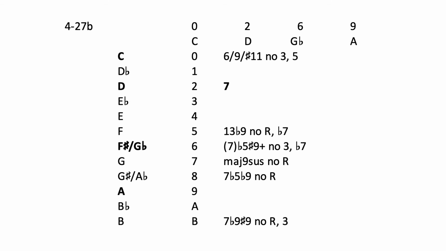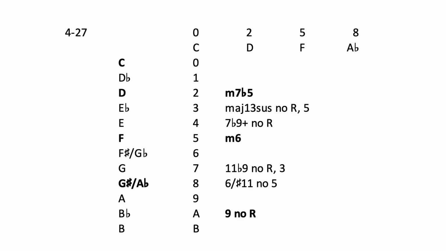So 4-27, we can hear this as a dominant chord, but we can also hear this as an altered dominant chord from various different assumed roots. And 4-27, we can hear this as a minor sixth chord. We can also hear this as a minor 7 flat 5 from D. So again, I have created a list of all of the different sets with all of the different names that you can play around with and see how you're hearing these structures.